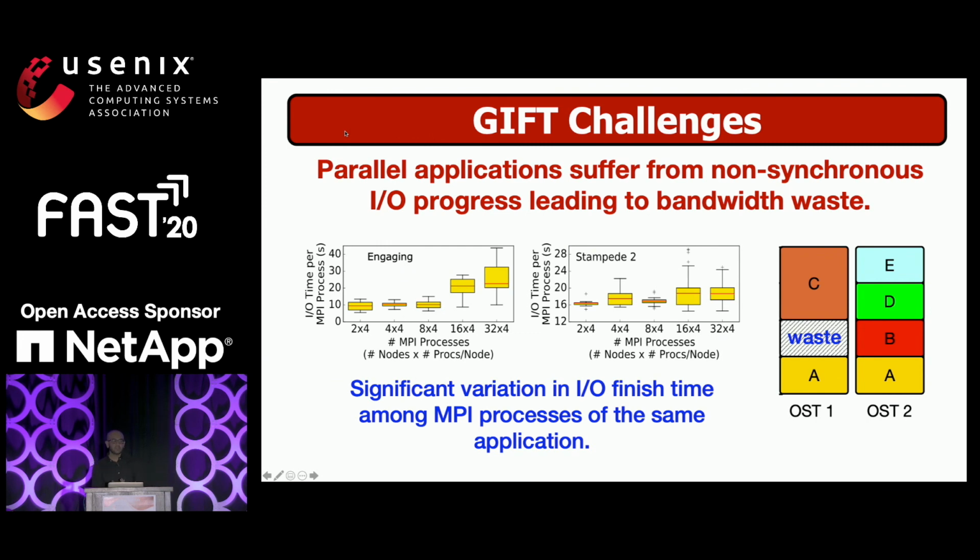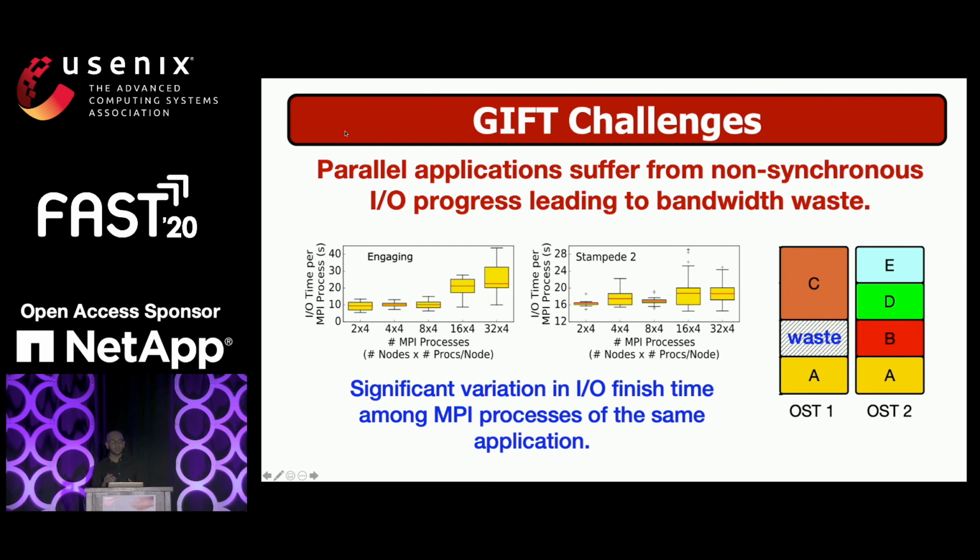So here we have these 2 figures, where we look at the Engaging and Stampede 2 supercomputers. And on the x-axis, we have different configurations. So 2x4 here means the IOR experiment that we conducted was running on 2 nodes and spanning 4 processes on each node, so 8 processes in total. And all of these processes are performing the exact same amount of I/O and the exact same type of I/O. And we see that as the number of processes increases, the variation in I/O time, which is shown on the y-axis, increases considerably.